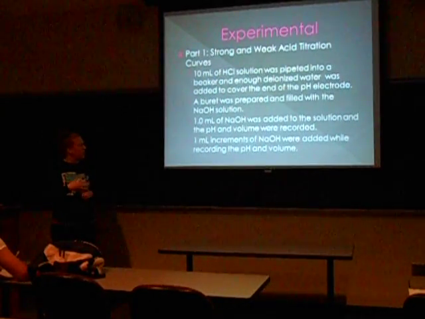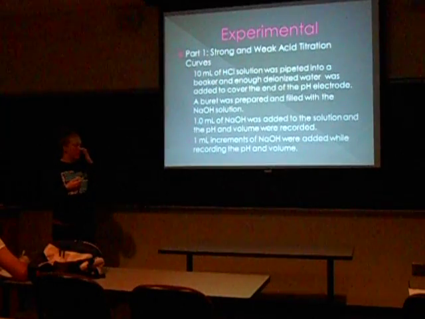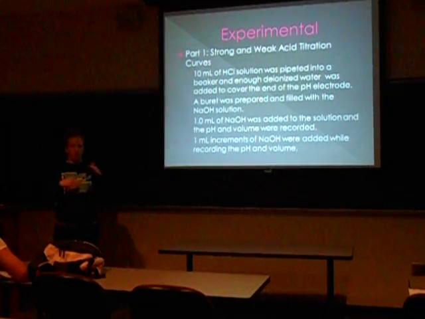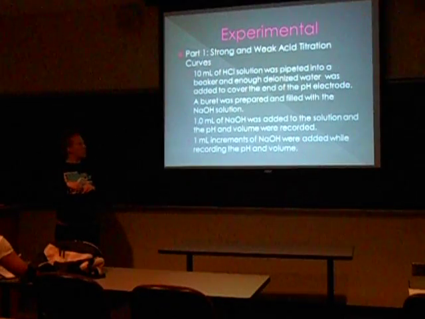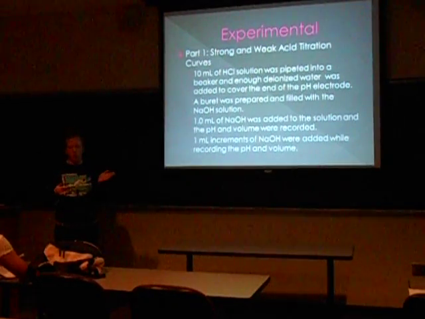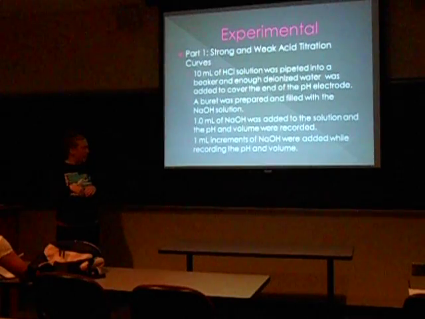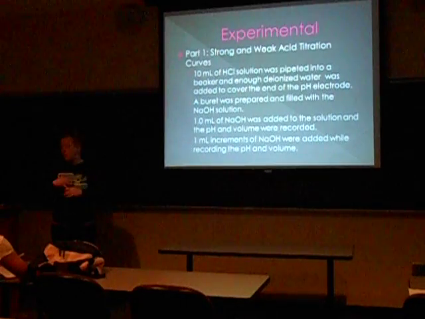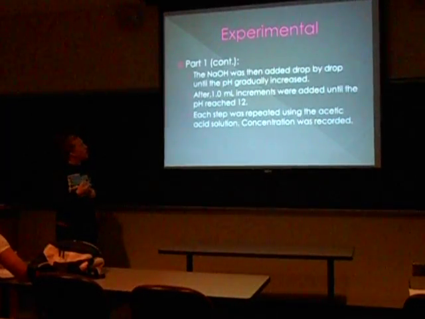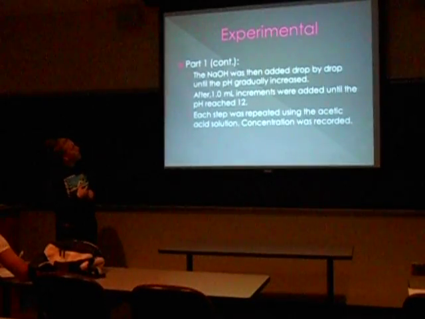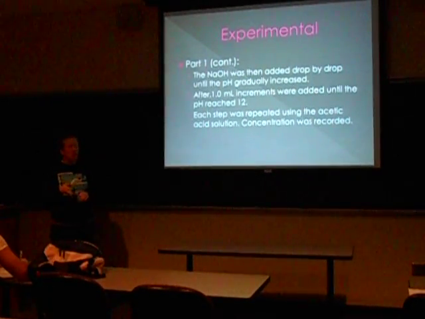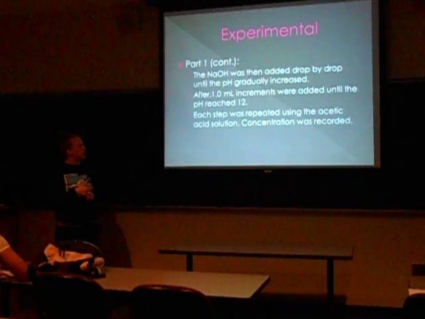Then you added 1 milliliter increments of NaOH to the solution until there was a difference larger than 0.2 in the pH. Then once that was observed, you started adding the NaOH dropwise until this pH difference was large. Then you could go back to adding 1 milliliter increments, and that kind of showed where your equivalence point was. Then they were added in 1 milliliter increments, like I said before, until the pH reached 12, and this was repeated for each titration.